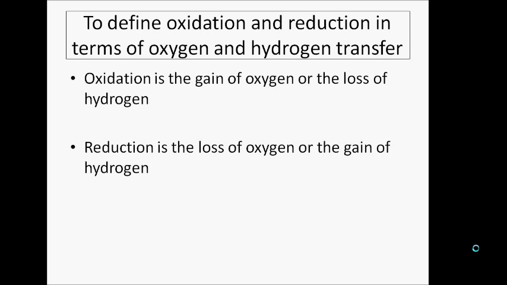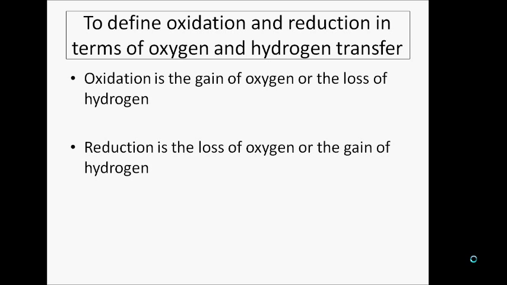So the first one is to define oxidation and reduction in terms of oxygen and hydrogen transfer. And this is very straightforward. It's an old-fashioned definition, which we don't tend to use anymore, but can still be useful. When the terms oxidation and reduction were first introduced, oxidation meant that it gained oxygen, or it lost hydrogen. Reduction then is the opposite. So it's a loss of oxygen or the gain of hydrogen.